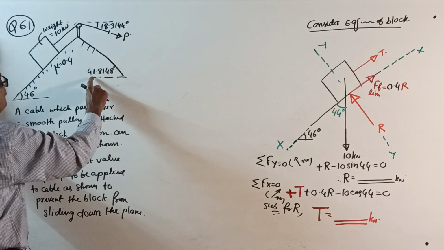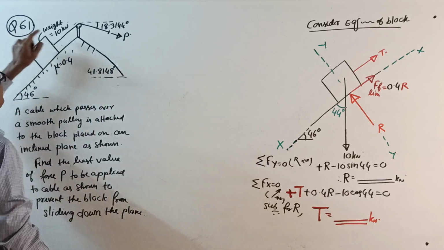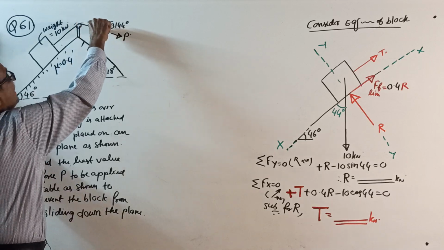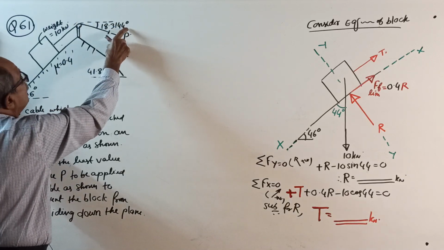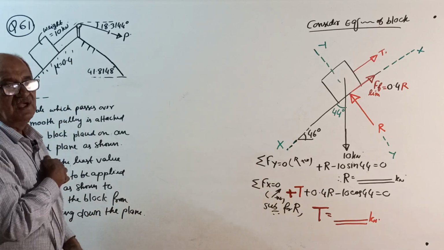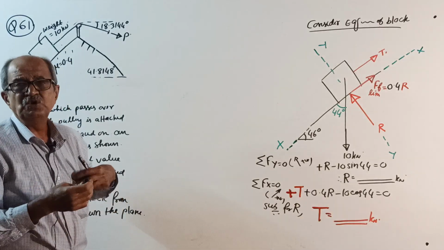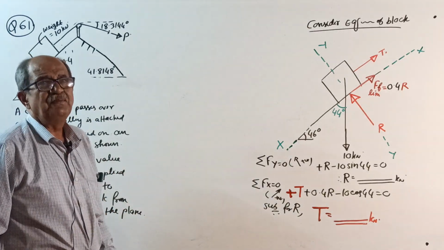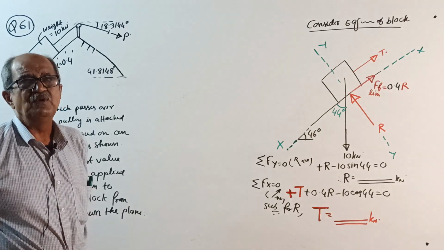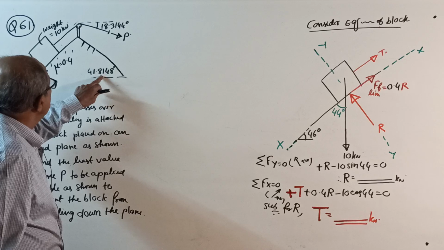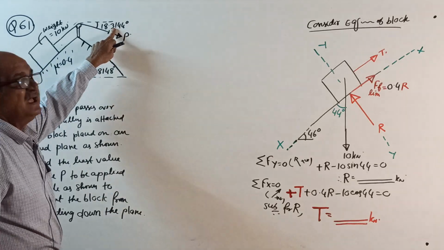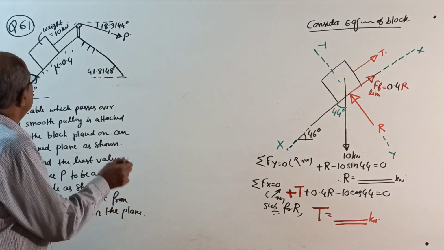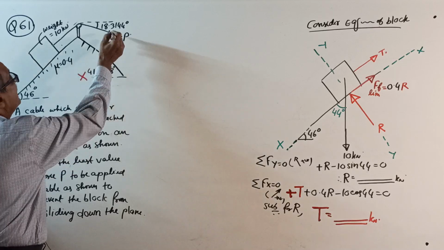This angle is 41.8148 degrees. And here the cable is parallel to the plane. But here it is a little inclined, 18.3144 degrees with horizontal. Some will wonder, sir, usually when they give a question they give 30 degrees, 40 degrees, rarely 34 degrees, very rarely 20.5. What is this 41.8148 and what is this angle? Who will give it this way? 18.3144 degrees. I have given it to show you that this angle does not matter.